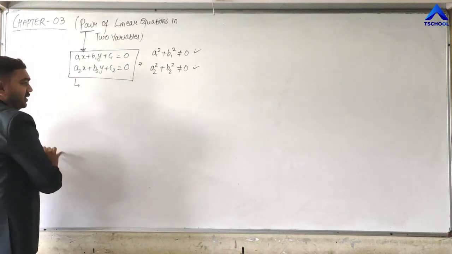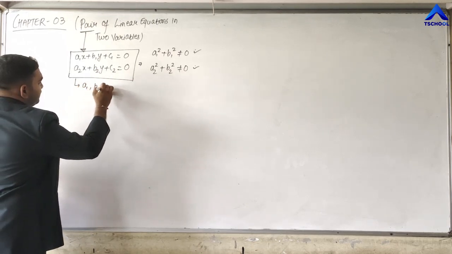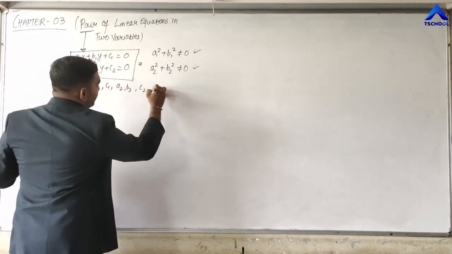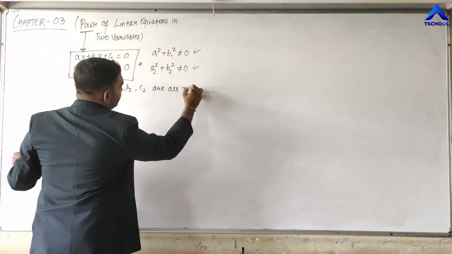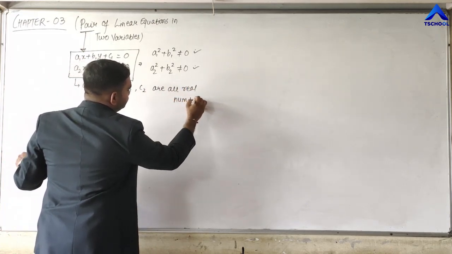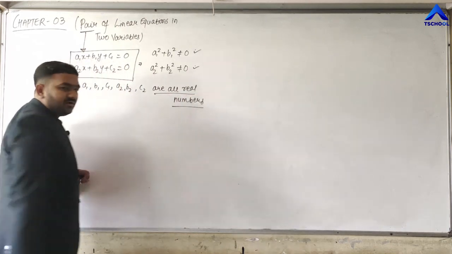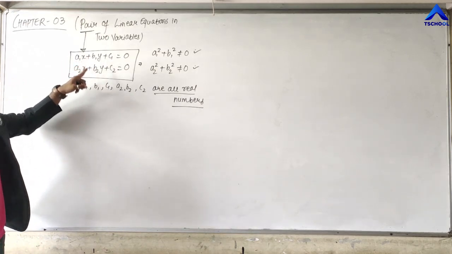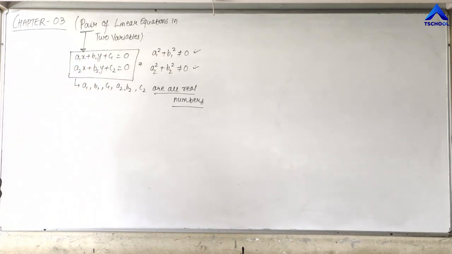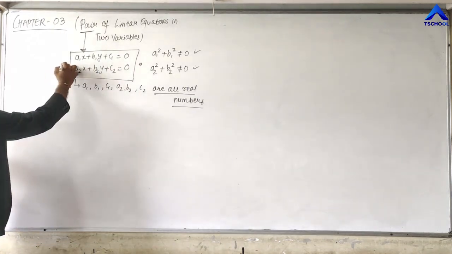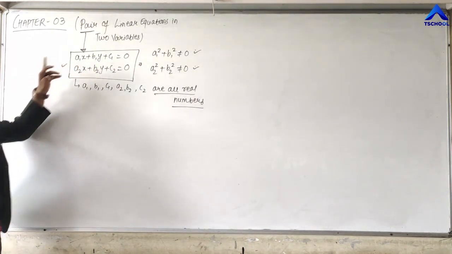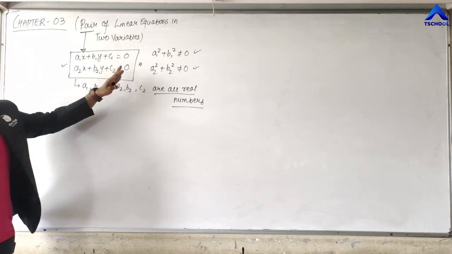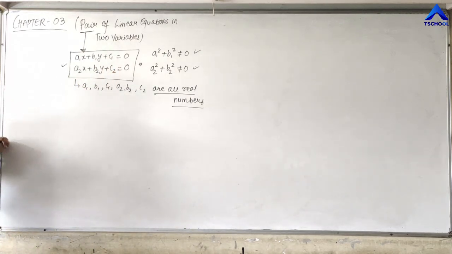You also need to remember that the coefficients a1, b1, c1, a2, b2 and c2 are all real numbers, right? All these six coefficients are real numbers. So mind well that a pair of linear equations in two variables has the general form a1x plus b1y plus c1 equal to 0 and a2x plus b2y plus c2 equal to 0. These are always written in pairs.